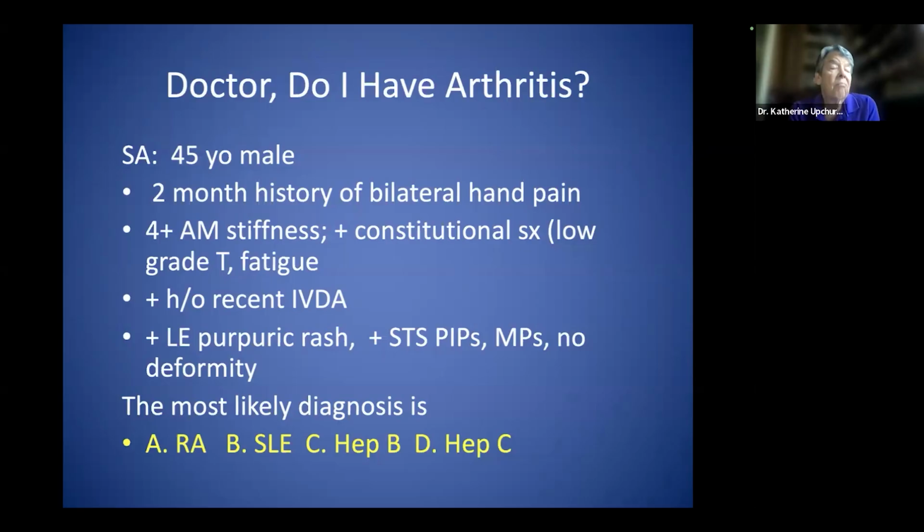So without doing too much other than just ordering a hep C test and excluding with a few other blood studies, we took a history. We found out he took drugs. We looked at his rash. Exam suggested synovial swelling of some inflammatory type joints, and we've made our diagnosis.